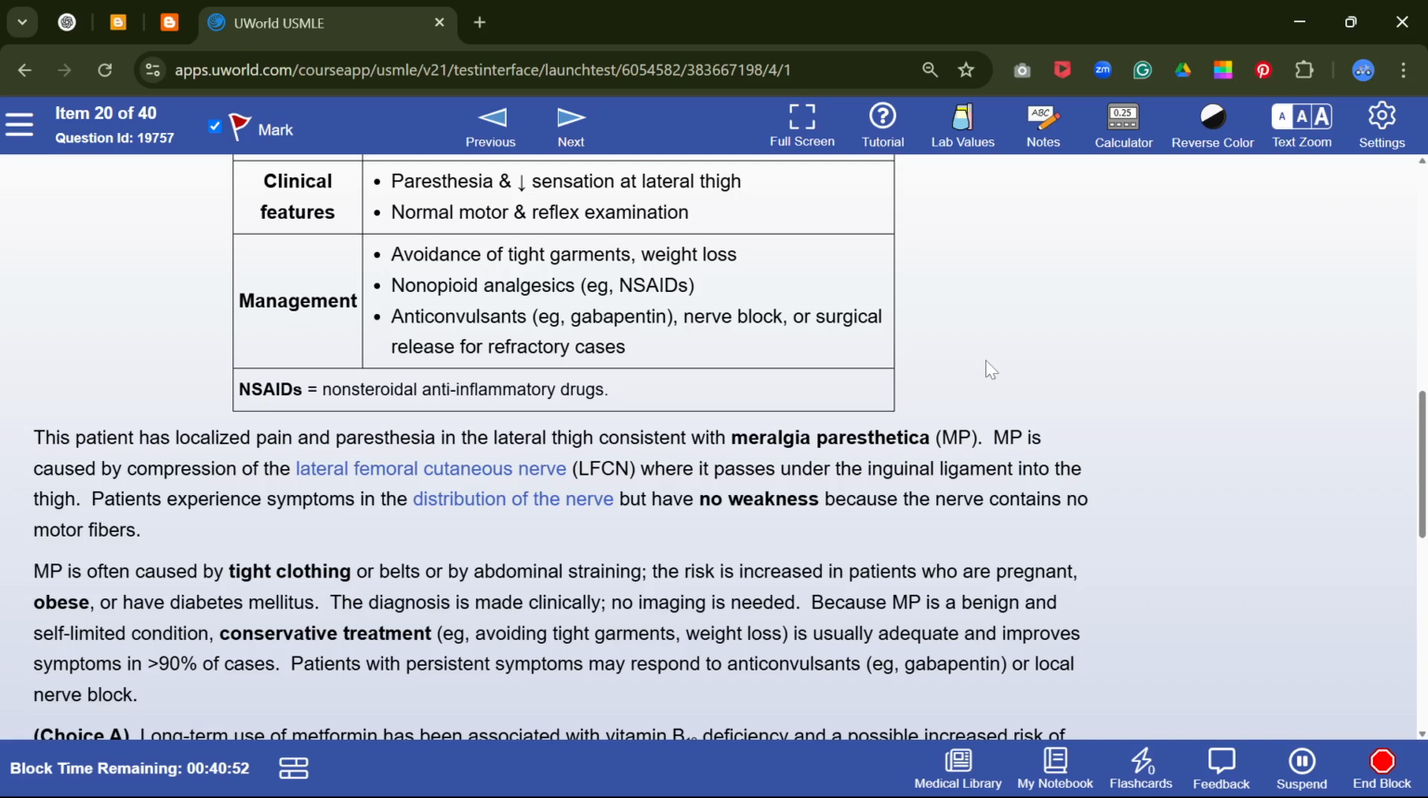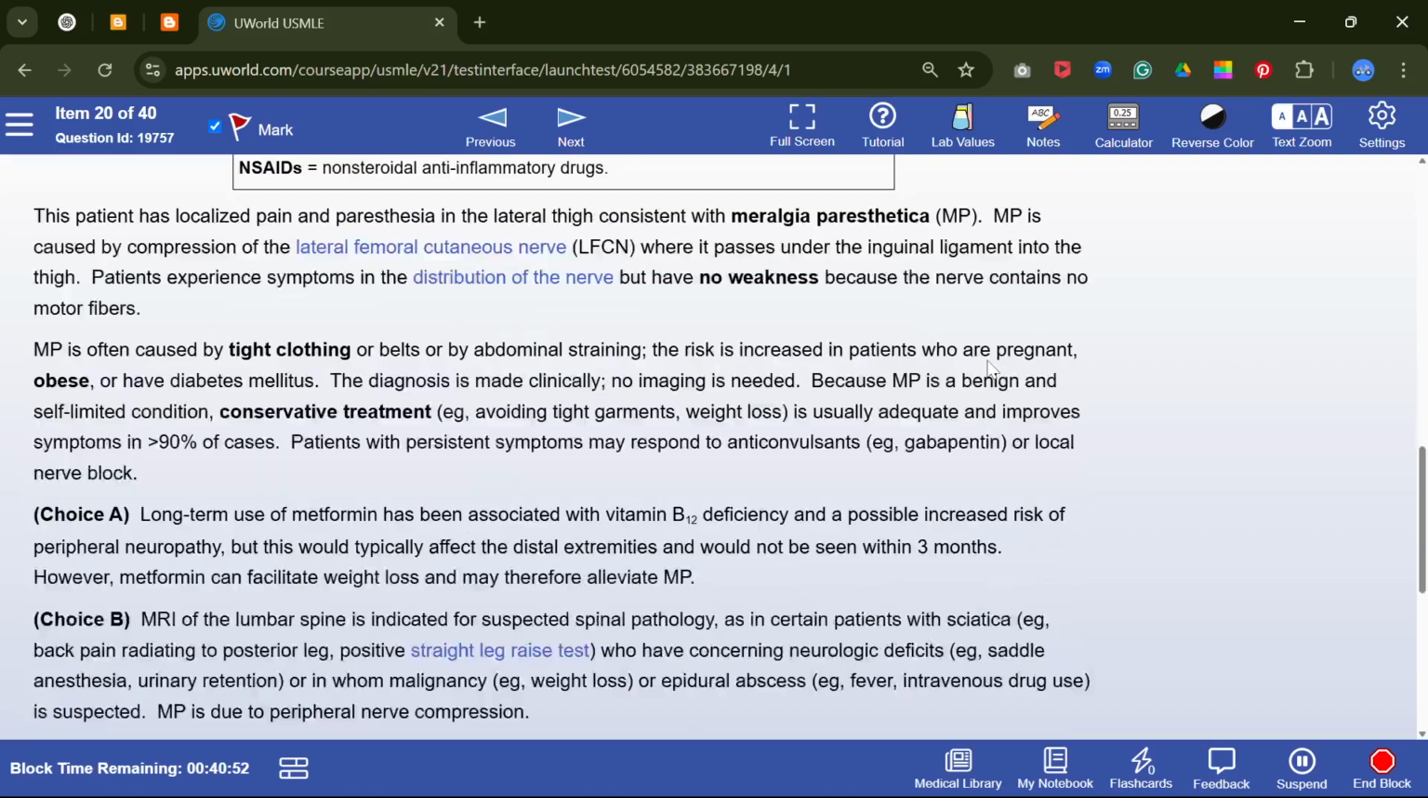Conservative treatment, avoiding tight garments and weight loss, is usually adequate and improves symptoms in more than 90% of cases. Patients with persistent symptoms may respond to anticonvulsants and local nerve block.